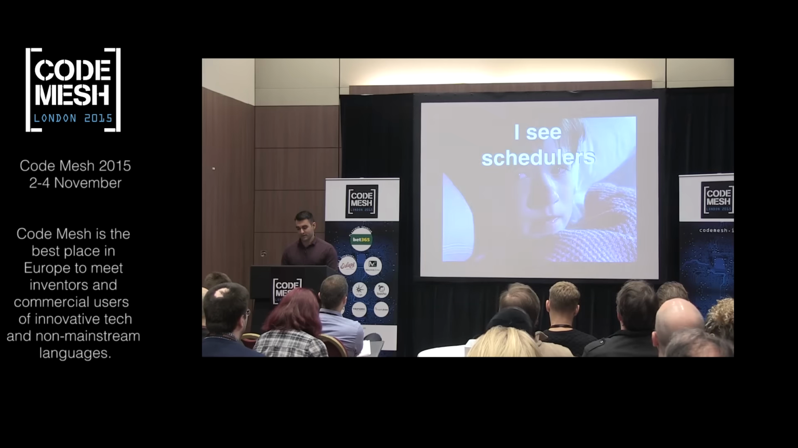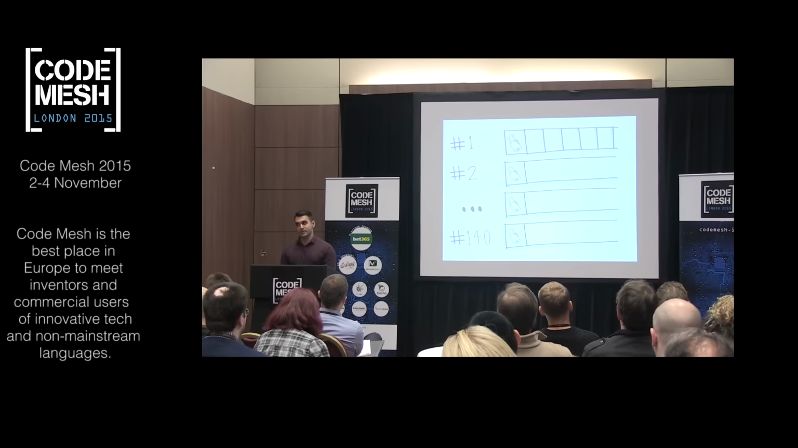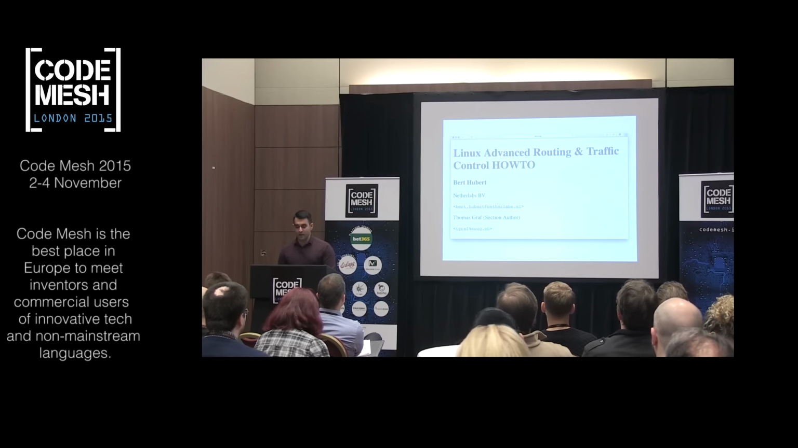But like I said earlier on, I see schedulers wherever I look. And it's this structure again and again and again: a queue or many queues, a lock, and then some kind of selection algorithm over the top. So we've seen very briefly with the kernel CPU scheduler, and it exists in networking land as well.